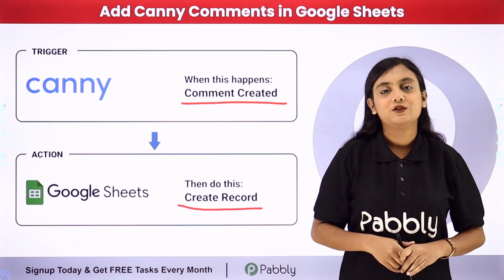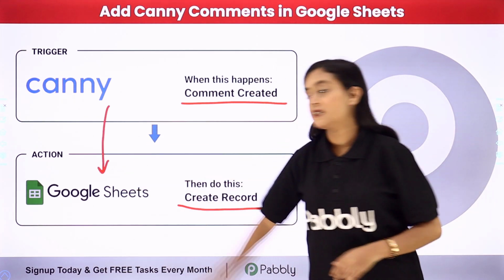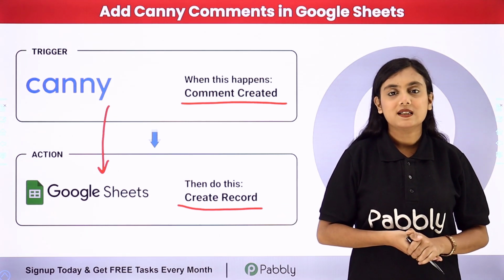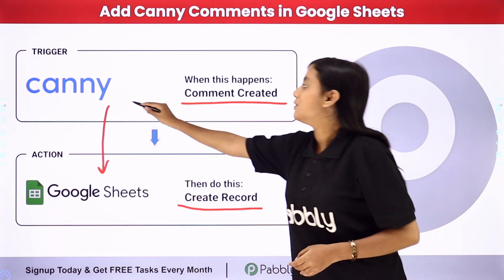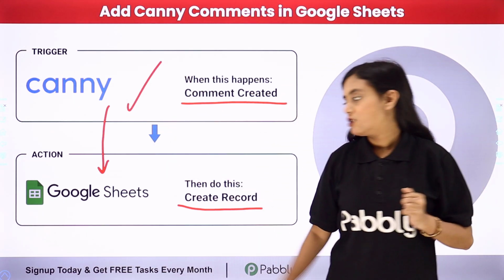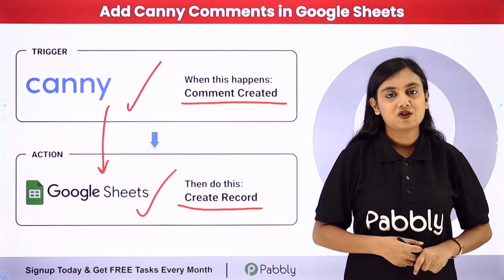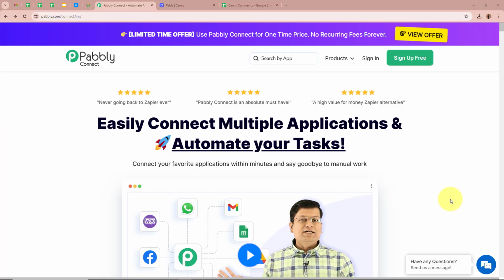For that, what we are going to do is we are going to simply create an automation between Canny and Google Sheets with the help of Pabbly Connect. Pabbly Connect runs on two concepts, that is trigger and action. In this process, my trigger application is going to be Canny and my action application is going to be Google Sheets. So if you want to learn how to do this automation, then let me take you all to my screen.